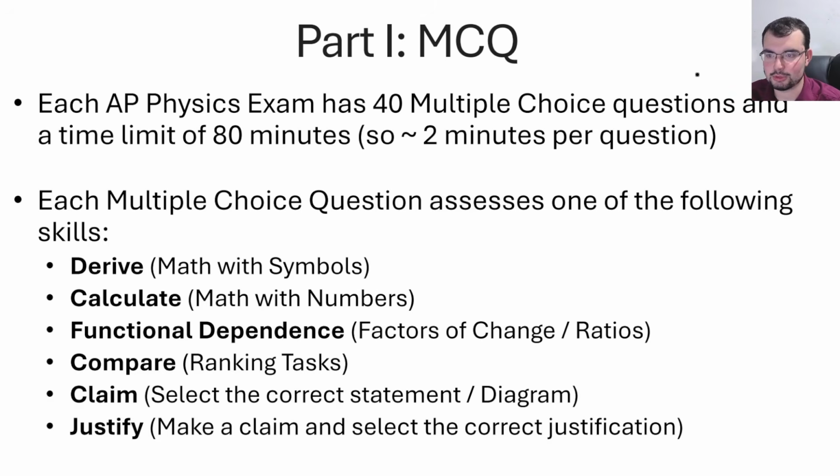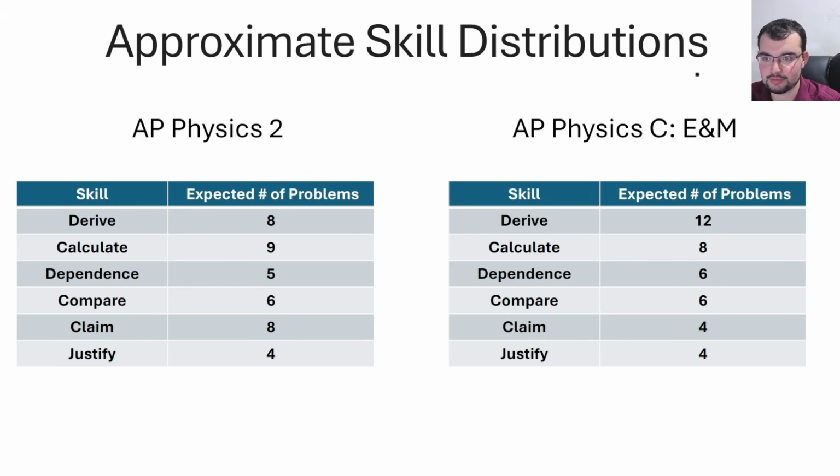All right, so multiple choice. You've got 40 multiple choice questions, 80 minutes. They're split into simple math, number math, ratios, comparisons, claims, and justifications. The physics algebra-based classes do a lot less deriving of symbolic expressions compared to Physics C. That's the main difference. So there's a lot more just selecting the right answer, which is your claims questions in P2, versus a lot more derivations in E&M.